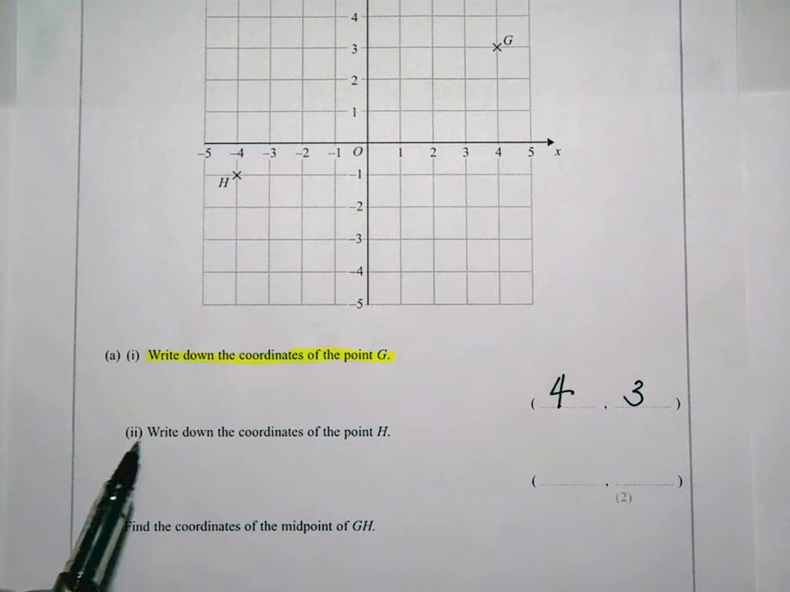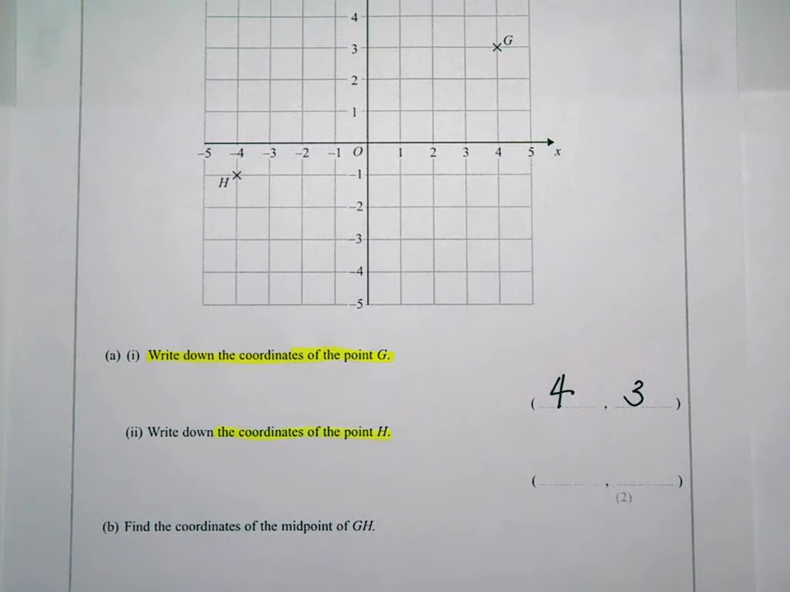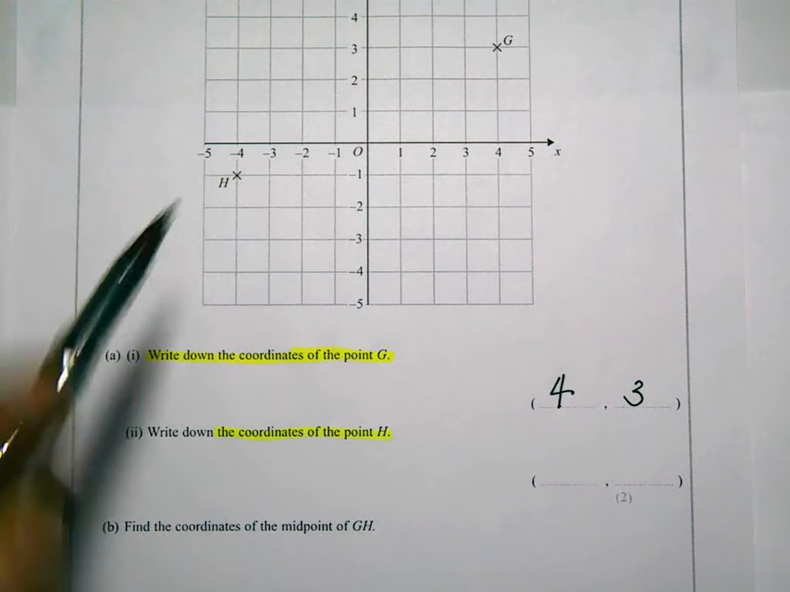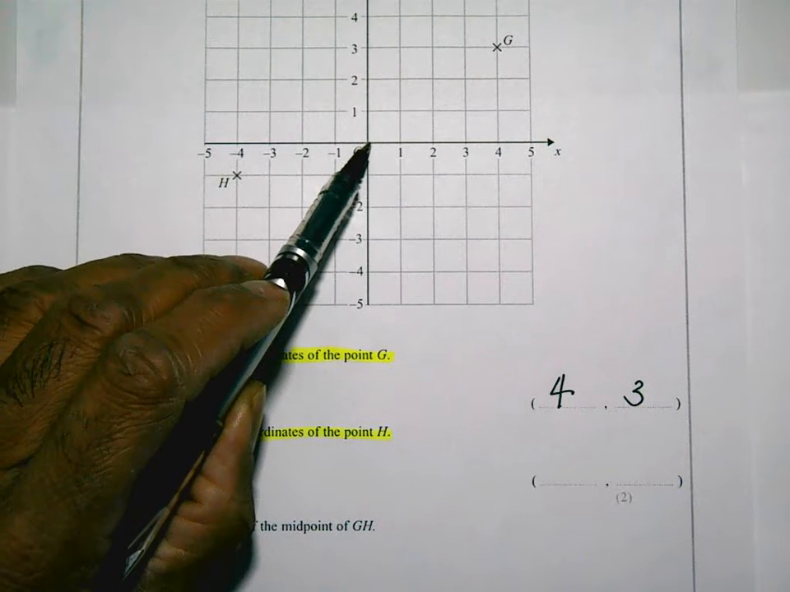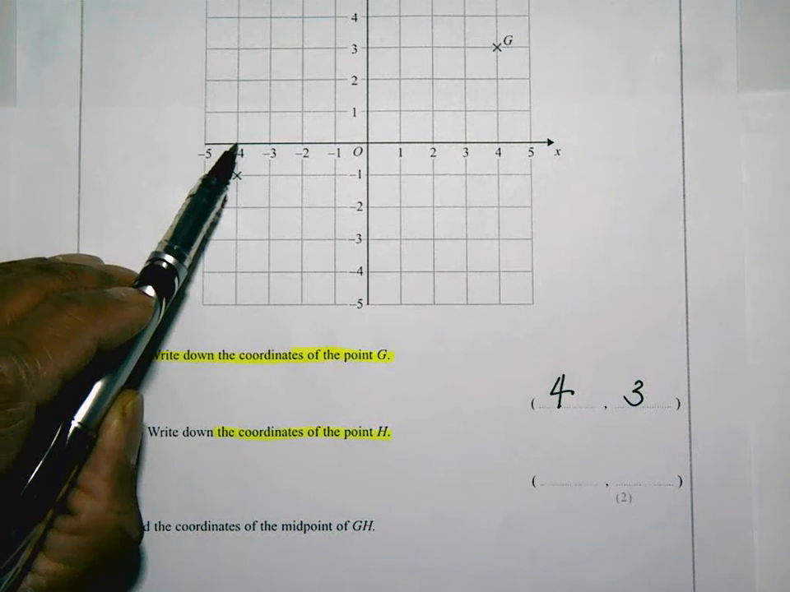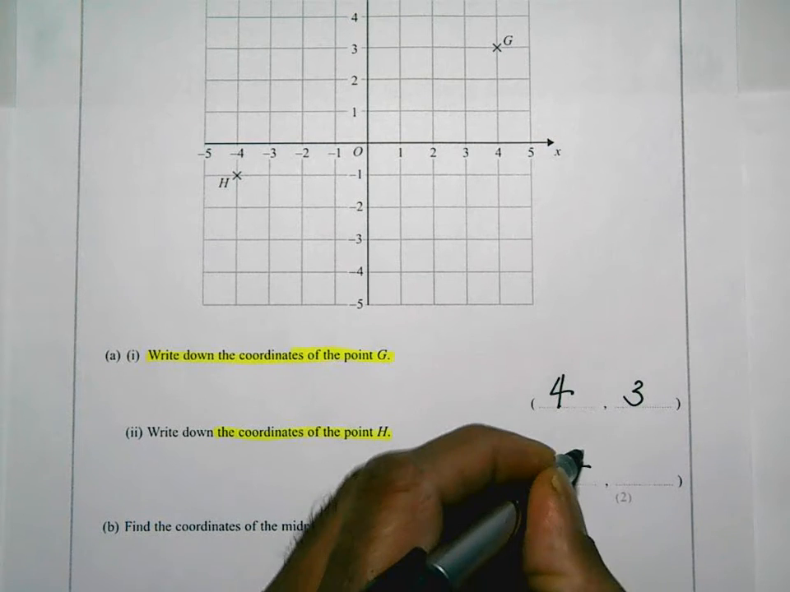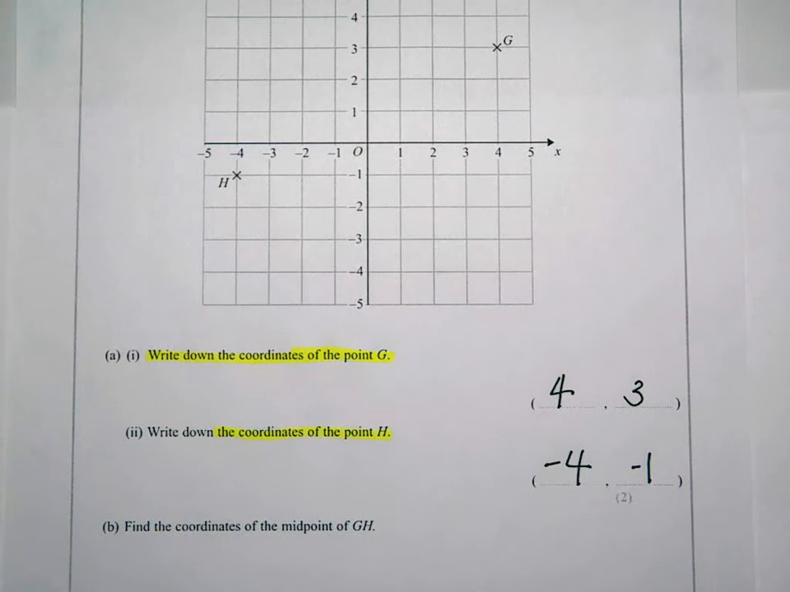Then part 2, write down the coordinates of point H. So they want the coordinate of point H. Point H is over here, and we're going to operate on a similar principle. Along the corridor, but this time we don't go up, we go down. So along the corridor to -4, and then down to -1. So -4, -1. And again, pretty straightforward here, but make sure you take your time as you're going through this.